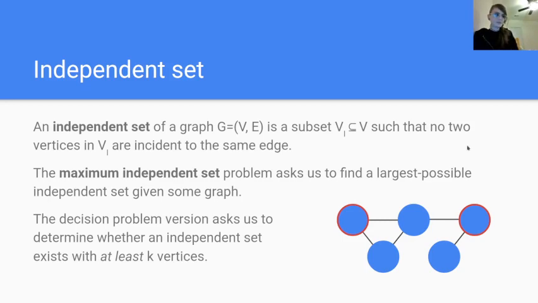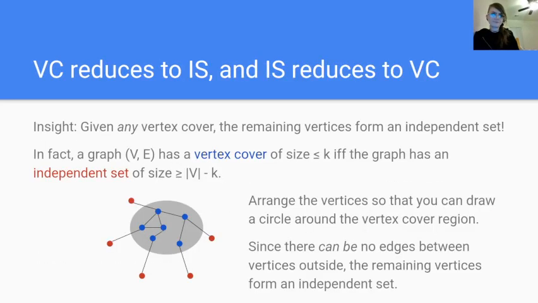So how are these 2 problems related? Why did I introduce them right after another? Because vertex cover reduces to independent set, and vice versa. Independent set reduces to vertex cover. Here's the insight. If we have a graph and some vertex cover, it doesn't have to be minimum, then all the other vertices form an independent set.